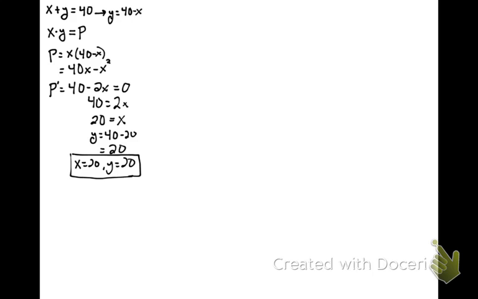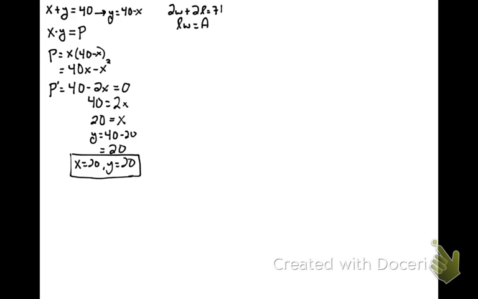Let's consider another example. In this example, we have a rectangle, and that rectangle has a perimeter of 71 feet. So what we know is that twice whatever the width is plus twice whatever the length is will equal 71. And what we'd like to maximize is the area. So the questions are, what's the length and width to maximize the area, and what is the maximum area? And we know that length times width equals area.